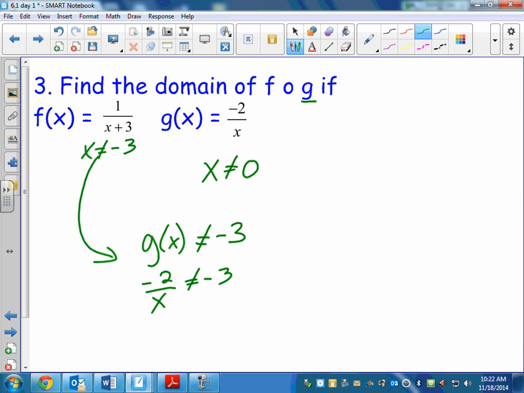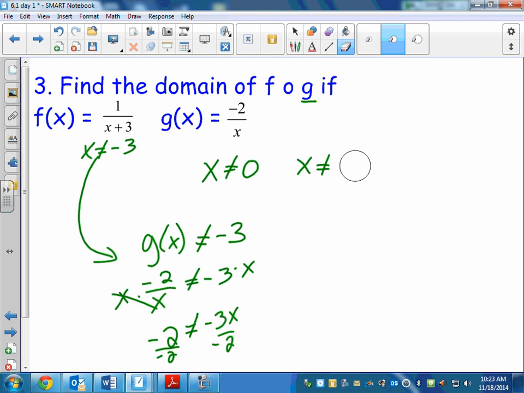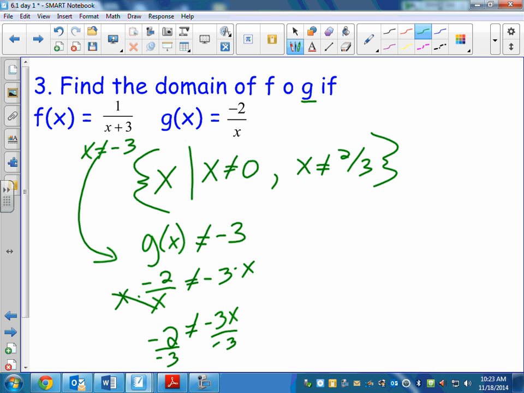Questions on where I'm getting those steps? So I'm just going to multiply x over, and I get negative 2 cannot equal negative 3x. I'm going to divide by negative 3, and I'm going to say x cannot equal 2 thirds. That's your domain, which means really you could do this, and that's the correct answer.